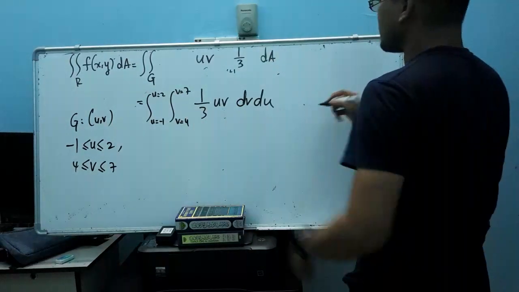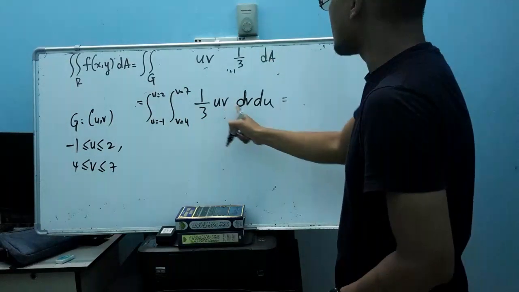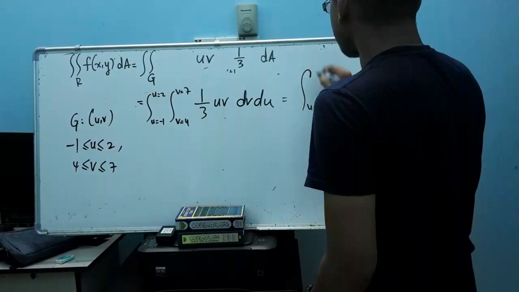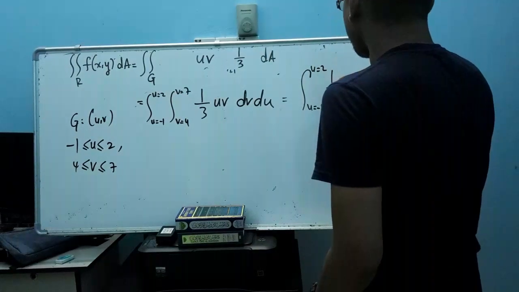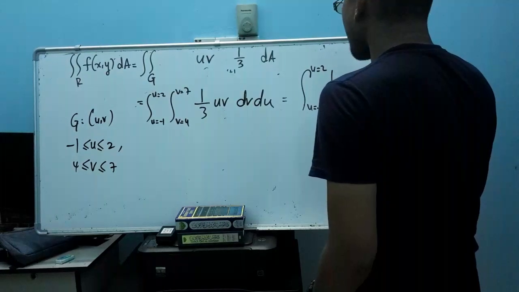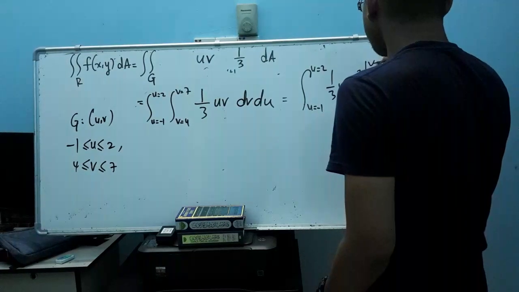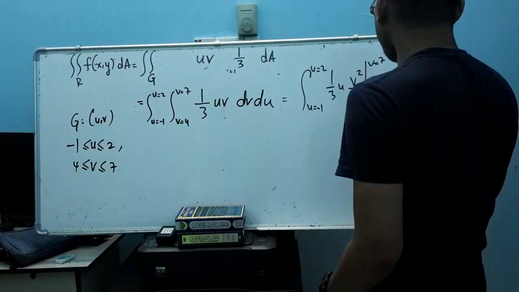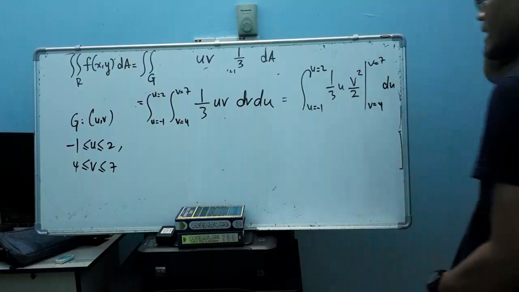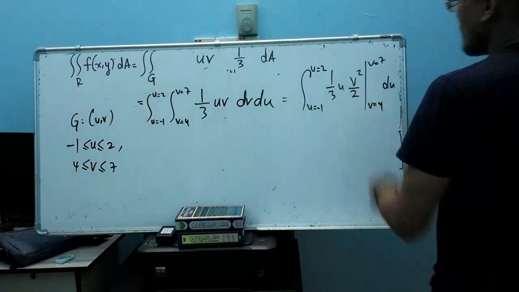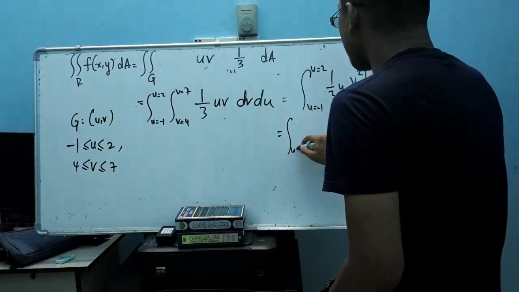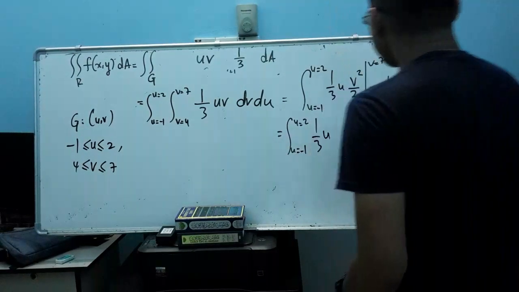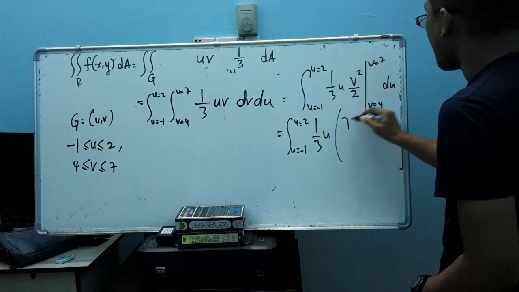So what is this one? First with respect to v, I will have the integral from u equals minus 1 to u equals 2 of 1 over 3 u, v squared over 2, evaluated from v equals 4 to v equals 7, du. So now I will have the integral from u equals minus 1 to 2 of 1 over 3 u, and therefore this one I will have 49.